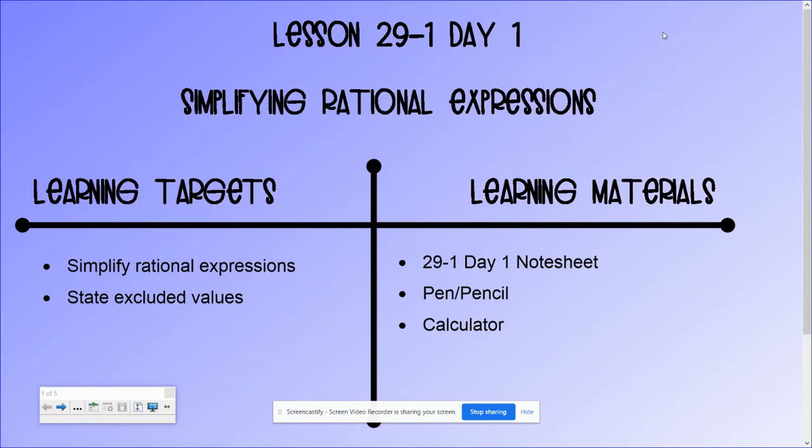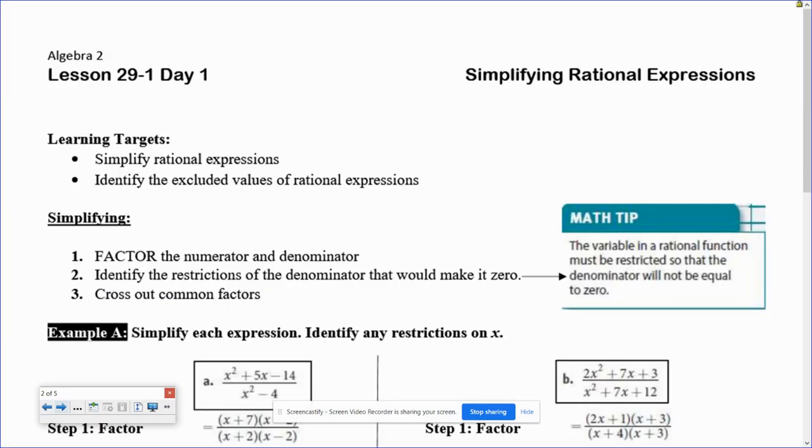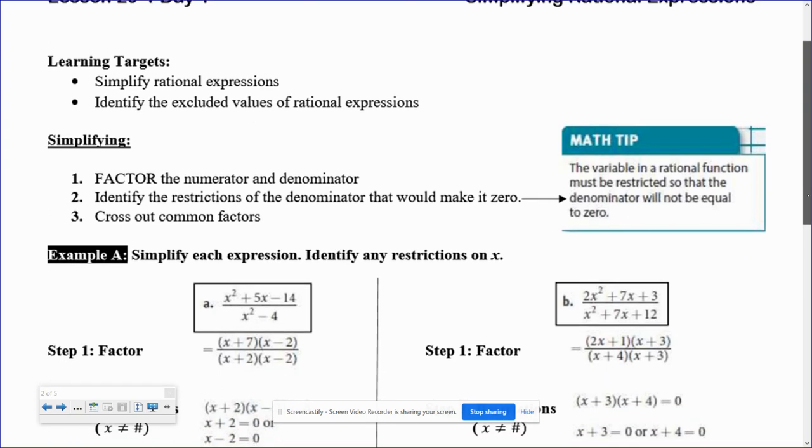In lesson 29.1, day 1, we're going to be talking about rational expressions and how to simplify them and state excluded values. So we're using the note sheet that I posted in Google Classroom to go along with this lesson. Need something to write with? You might need a calculator to help you with some of your factoring. But let's go ahead and skip down here, okay?